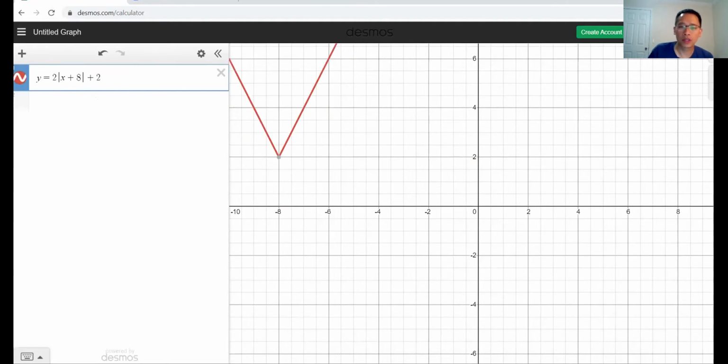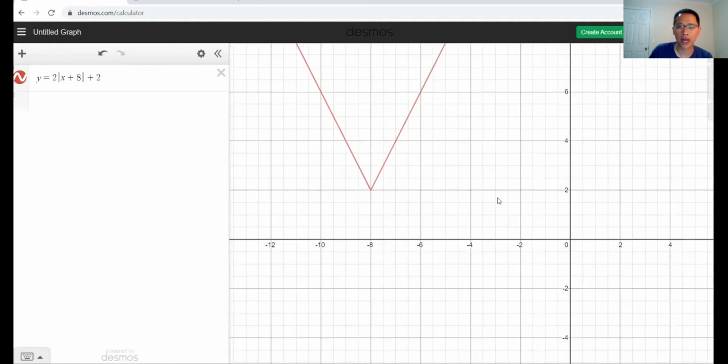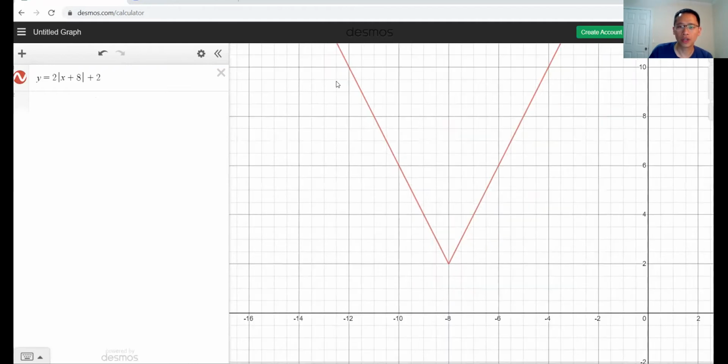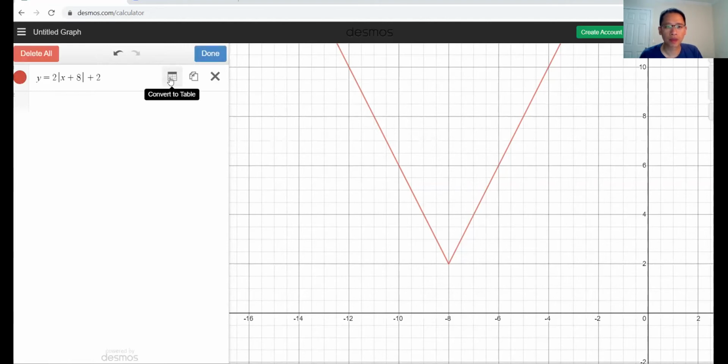Now, to help us see this graph a little better, you can put your mouse anywhere on the screen and drag it over to where it's easy for you to read. We can see that there's a V-shaped graph. The vertex is right at (-8, 2). And to help us see the ordered pairs a little better, you're going to hit this little gear button. Once you do that, you see there's a table option, convert to table.